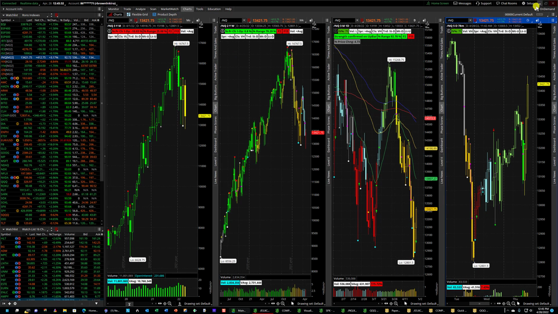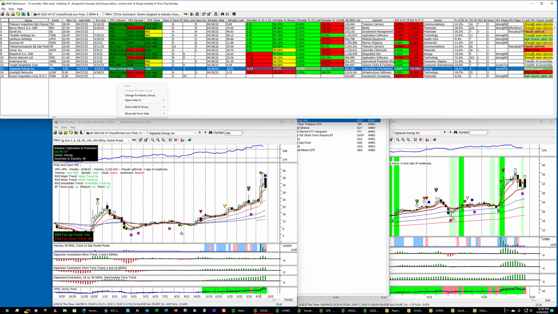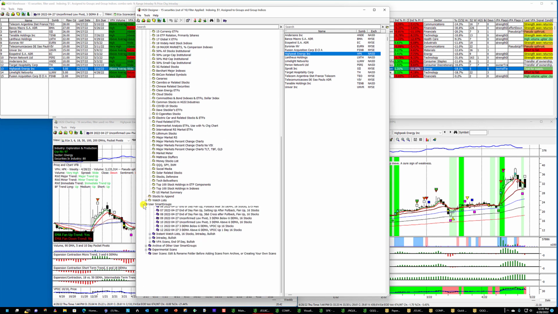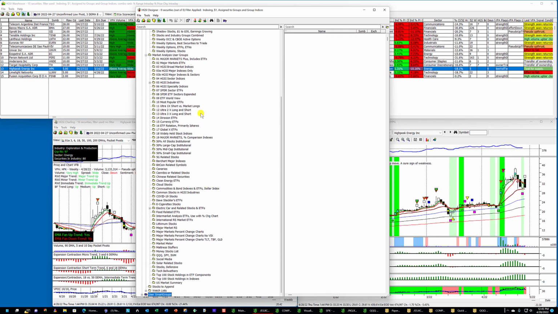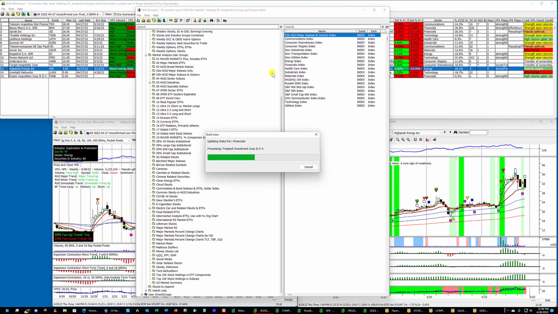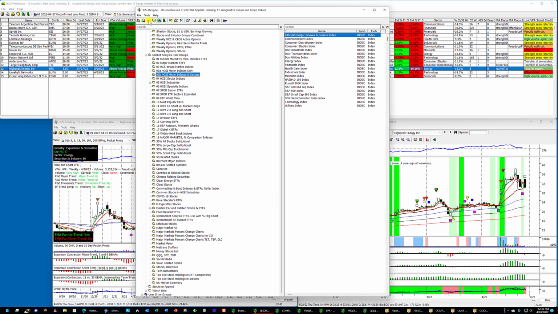Now I just want to show you a few things here. Going to go into my designer in HGSI, and I'm going to go down to 3B indexes and sectors, and I'm going to go to tools and rebuild indexes and groups. This is rebuilding these indexes with the current stock data, and these indexes are being built with the market cap weighting setting, so the larger caps are given more weight. See, it doesn't take long to do all those.